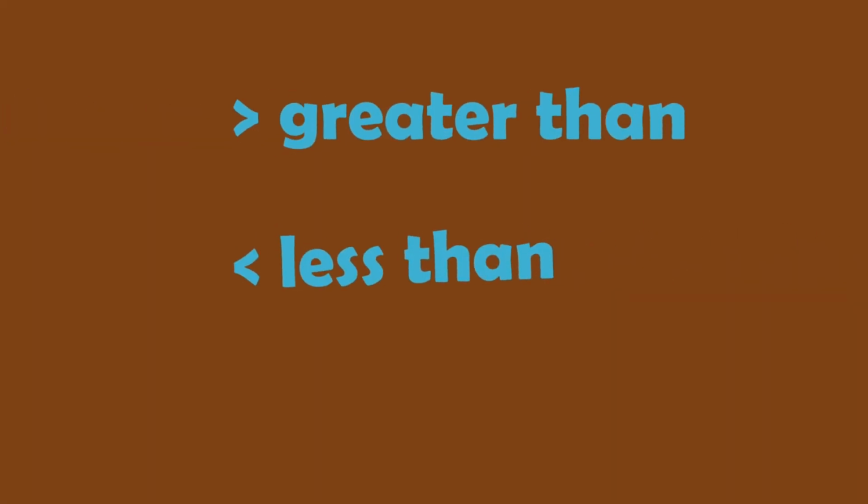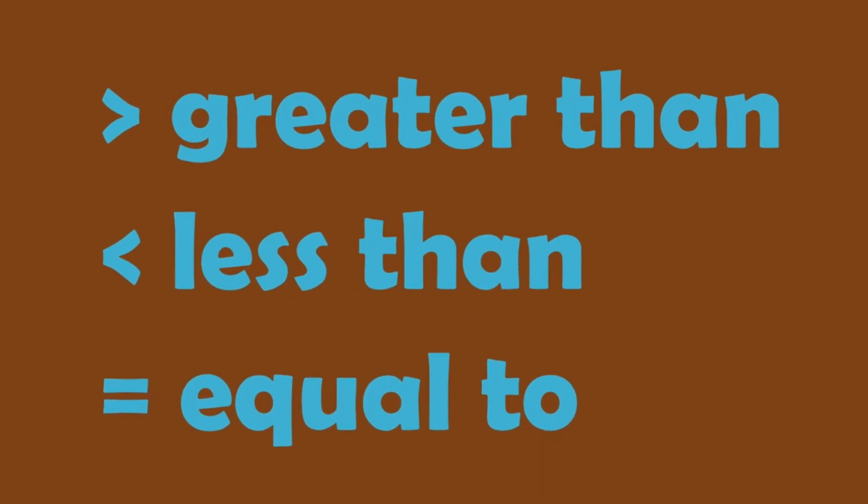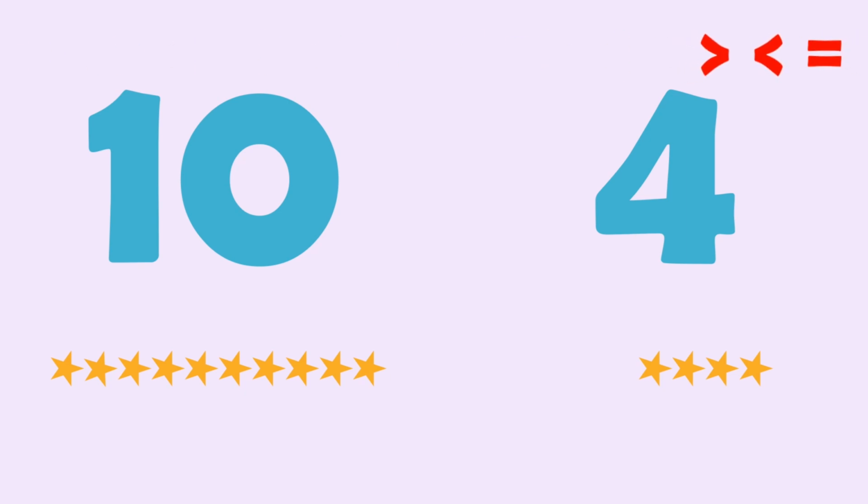Here you'll see the symbols greater than, less than, and equal to. We will be using these symbols to compare numbers. We have two groups of stars, and we see that the group on the left has 10 stars, and the group on the right has 4 stars. We need to use one of the three symbols to compare these two groups.